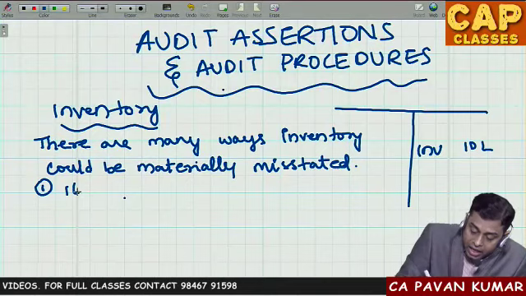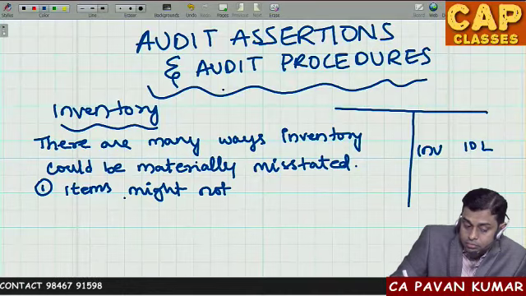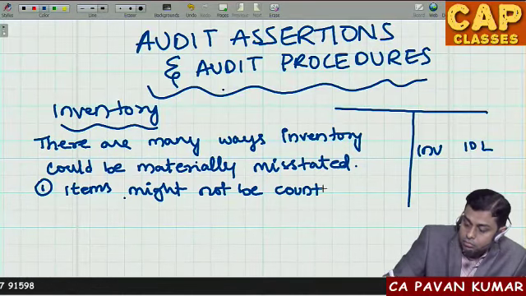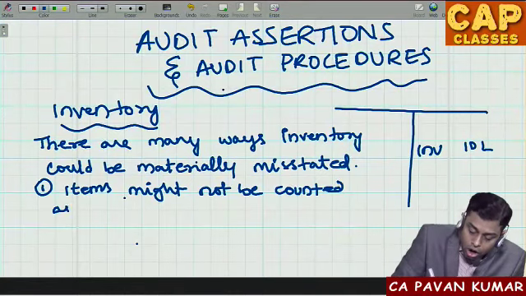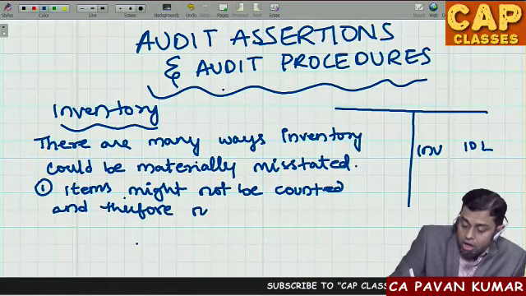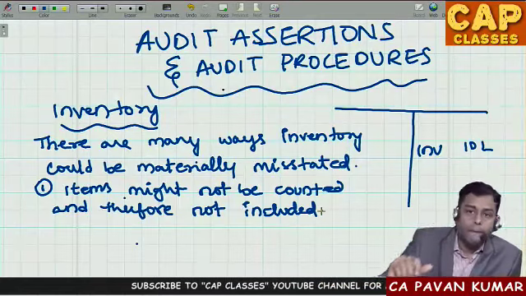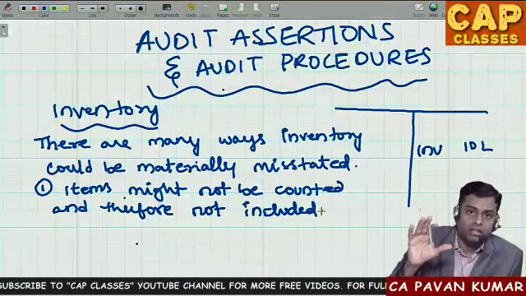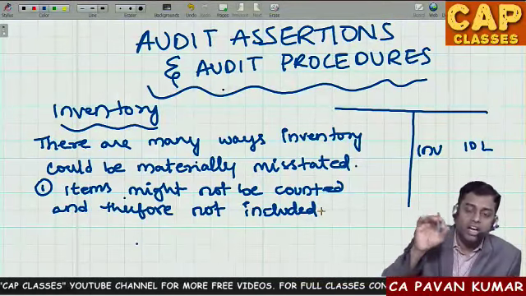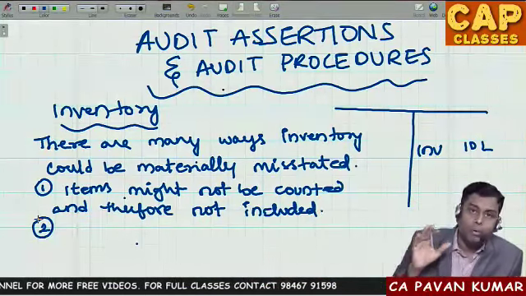One, items might not be counted and therefore not included in the balance. Can I say this leads to omission? Yes. So physically, items might not be counted and therefore they are not included in the inventory balance. This could be one probable misstatement.